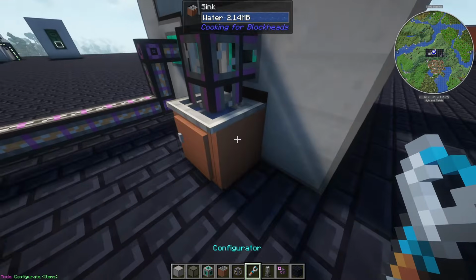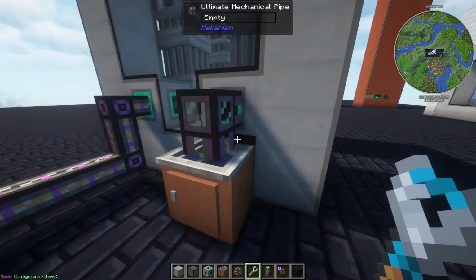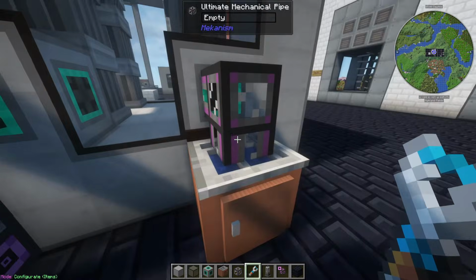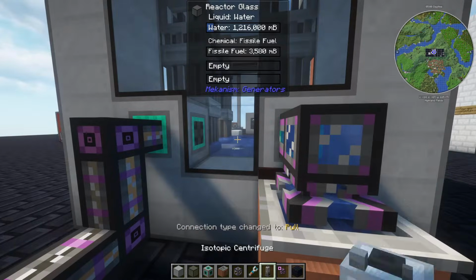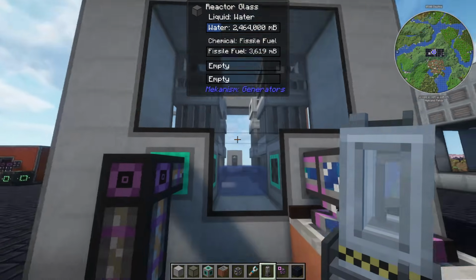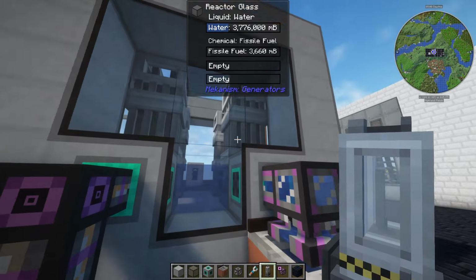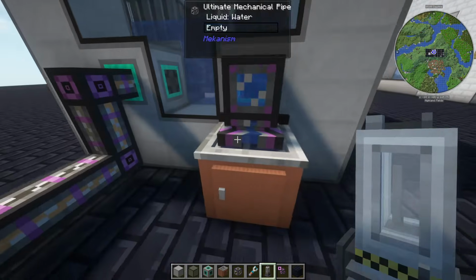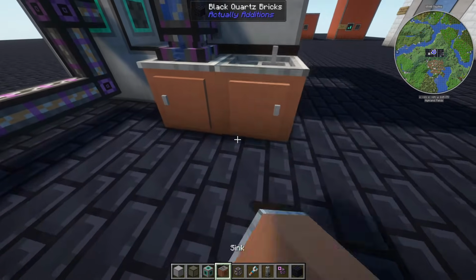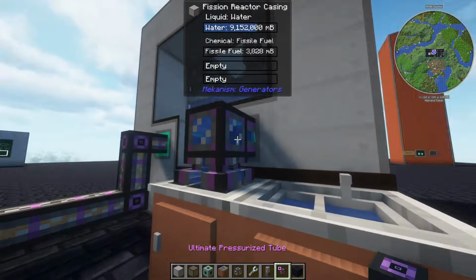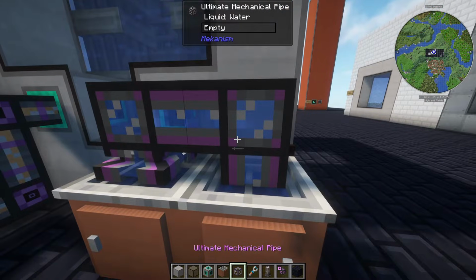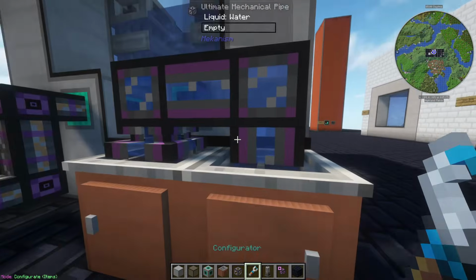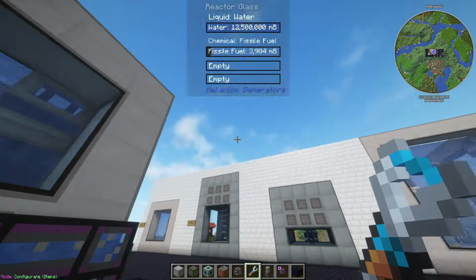And each sink will produce 32,000 millibuckets of water per sink. And as you can see right inside there, it's now filling up. And this is why I like the glass, to make sure that on the inside there is coolant. So you can see that there is coolant going inside there, and you can add more sinks if you want it to basically fill up quicker, or if you have a bigger reactor like that one over there. And as you can see, it just filled up the rest of the way pretty quick.